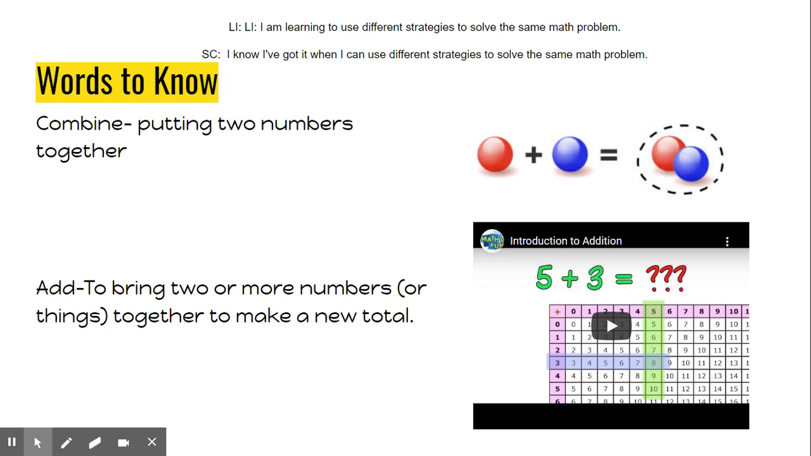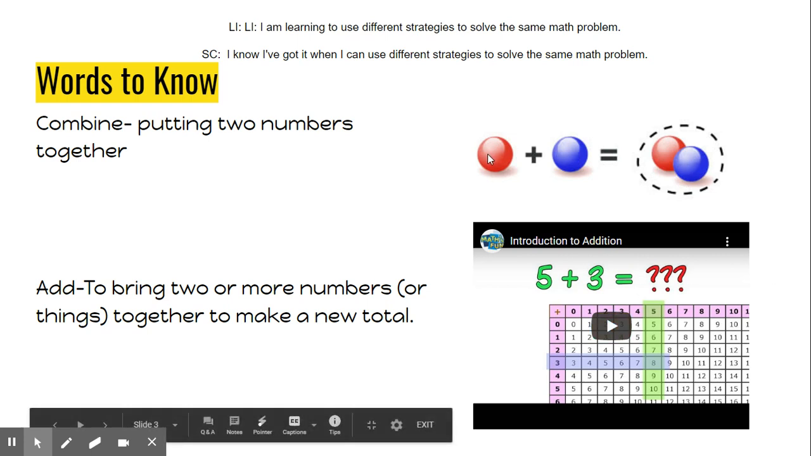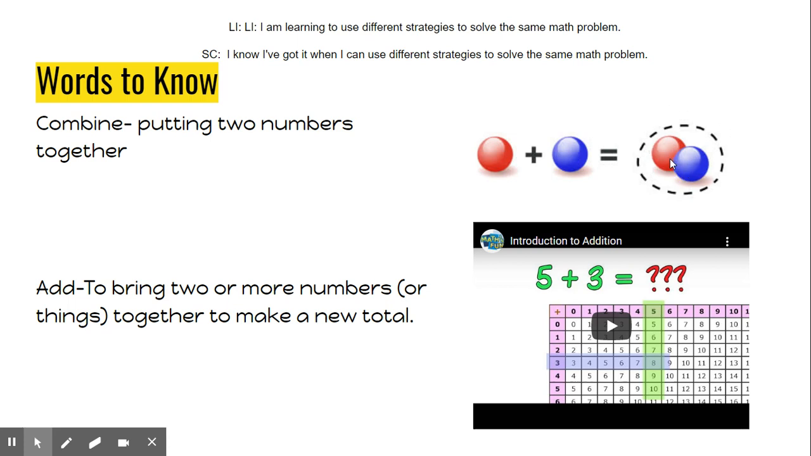Some important words for this week are combine, which means to put two numbers together. If you look at this picture, we have a red circle and a blue circle. So we combined them and now they're together. We're also going to be using the word add. Add is bringing two or more numbers or things together to make a whole new total. And that's exactly what we did with the red and blue ball as well. We add them together. So combine and add are kind of alike.